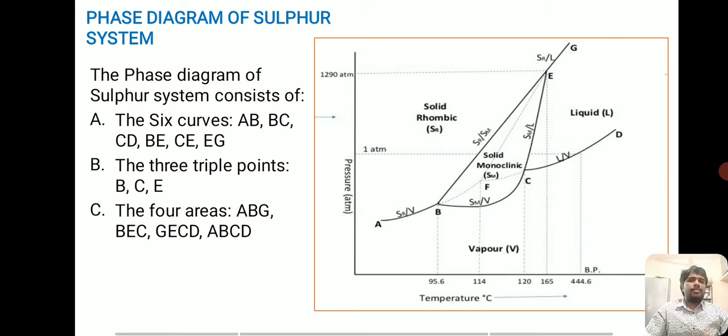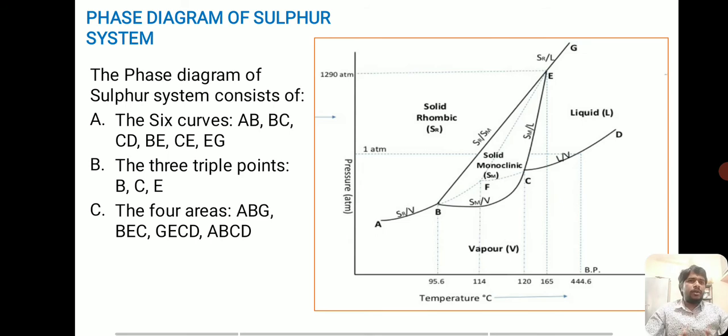Coming to the phase diagram of the sulfur system, you can observe the phase diagram here. It shows the diagram of pressure versus temperature. Here the pressure is on the y-axis and temperature on the x-axis. The phase diagram of the sulfur system consists of 6 curves. AB is one curve, BC, similarly CD and BE another curve, and CE and EG. EG you can observe at the top.